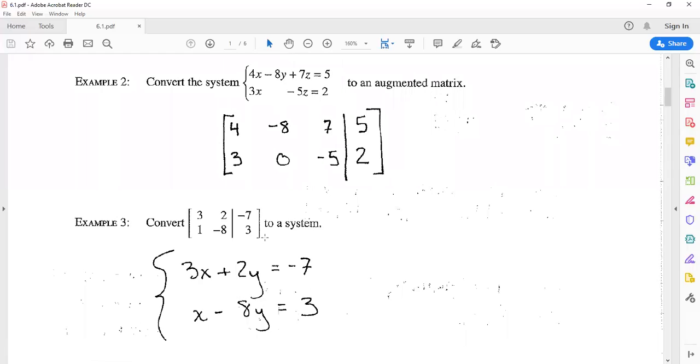And we could also maybe go backwards. That's kind of a useful thing. If you're given an augmented matrix, say what is the corresponding system of equations. Well, I'll just read off the coefficients and then put x and y back where they belong. So I have here 3x plus 2y equals minus 7, and 1x minus 8y equals 3.